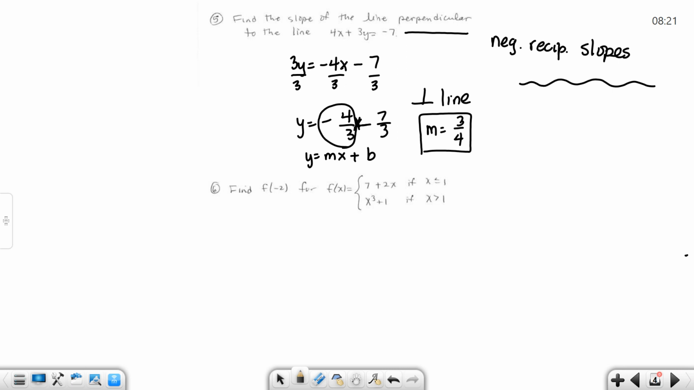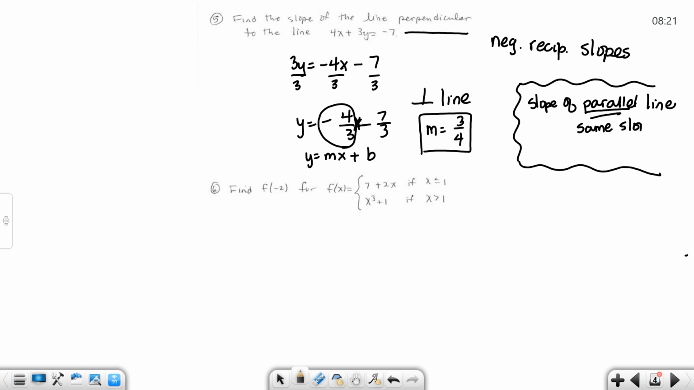Now, had the problem said, find slope of a parallel line, well, what do we know about parallel lines? They have the same slope. So if that's what we had been asked for, our parallel slope would be the negative 4/3, exactly the same as for the line that we were given.